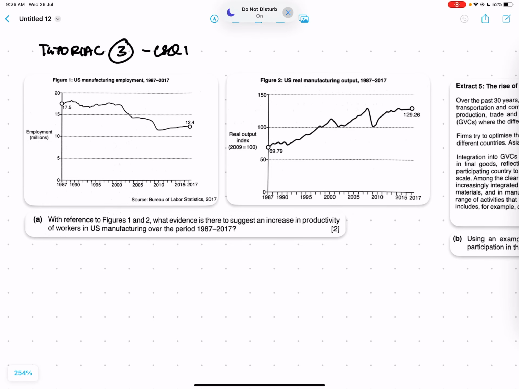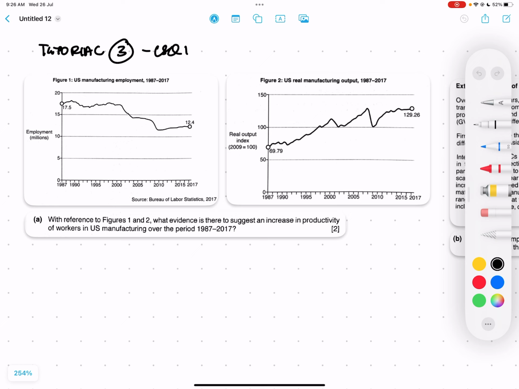Okay, so this is tutorial 3 CSQ 1. We start with the first question. They ask, with reference to figures 1 and 2, explain what evidence there is to suggest an increase in productivity of workers in US manufacturing. Figure 1 goes here, figure 2 is here.